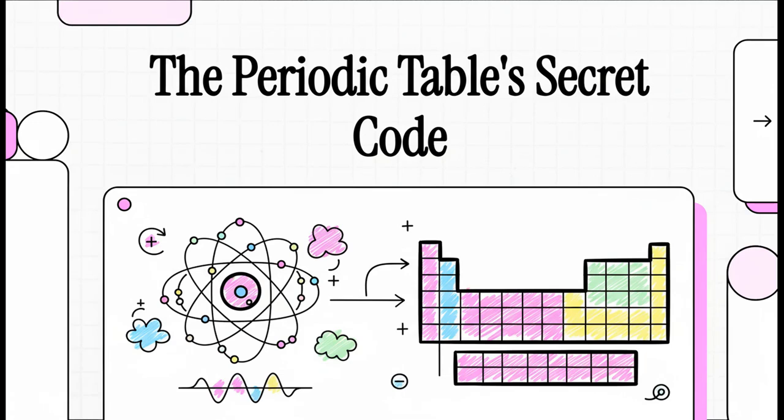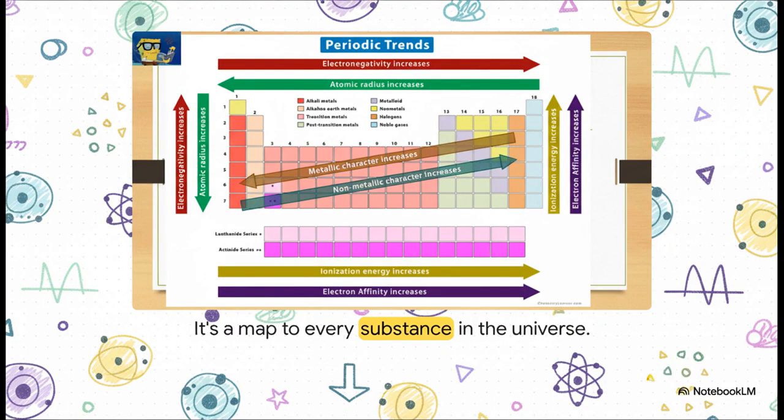Okay, you've definitely seen the periodic table before, right? Hanging up on some classroom wall. And you might think of it as just a boring chart of elements. But it is so much more than that. It's really a map. It's a guide to the fundamental building blocks of our entire universe. And like any good map, it's packed with hidden patterns and clues.